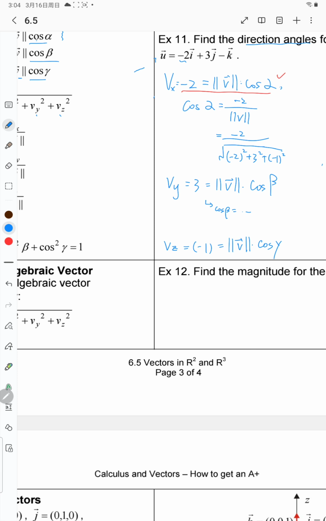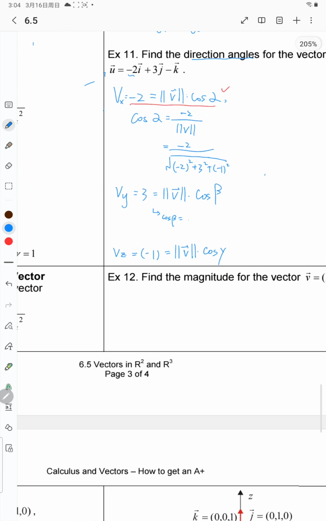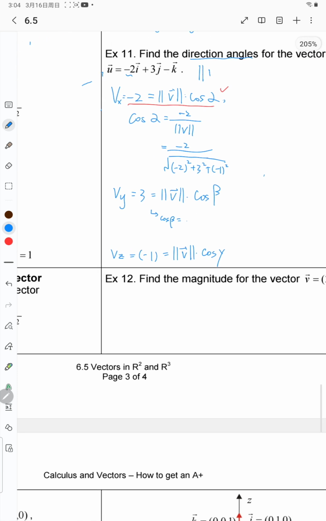So 3 over v, right? Yeah, so I guess the norm of v, after getting this question, you can immediately write out the norm of v as the square root of this square plus this square plus this square. So for the norm of a vector, after we get a point, any point in a 2D graph or 3D graph, we can always directly write out the norm of the vector, right?